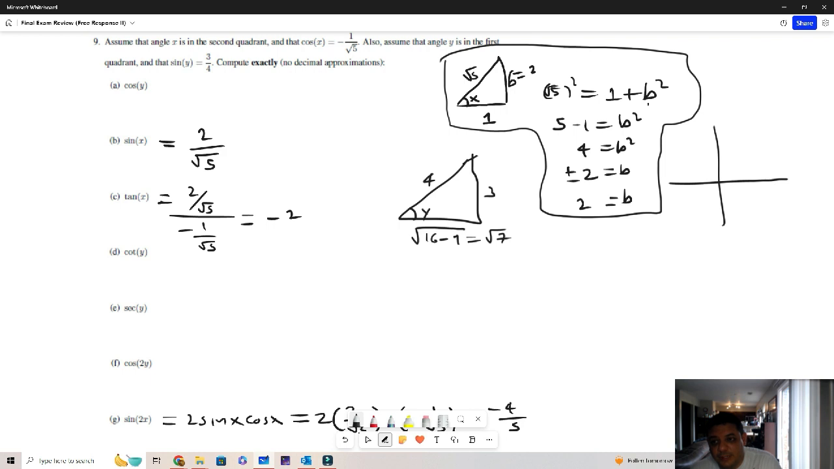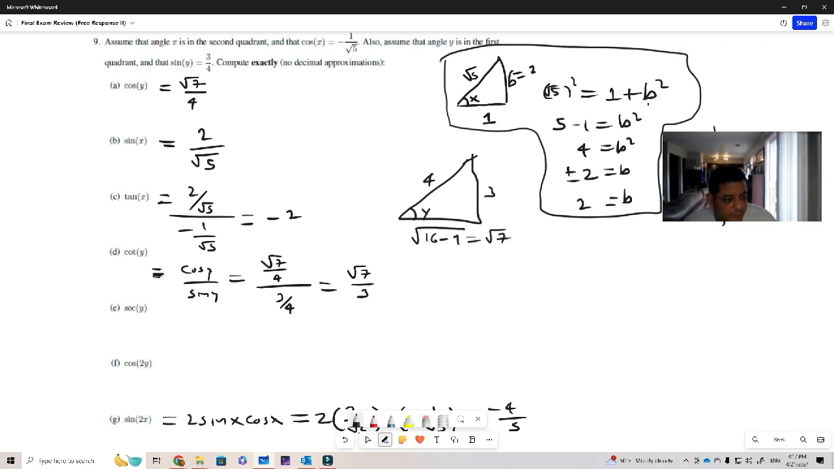So being this is the square root of 7, then we can do adjacent over hypotenuse, and this is the square root of 7 over 4. And that'll be the cosine of y. Now cotangent of y will be cosine of y over sine of y. And so the cosine of y, square root of 7 over 4, divided by the sine of y, which is 3 over 4. So this means that this is the square root of 7 over 3. Now the secant is 1 over the cosine, and 1 over the cosine will be just 4 over the square root of 7.